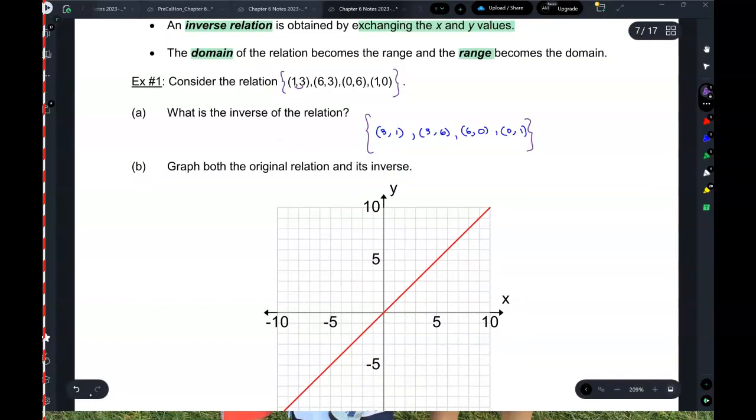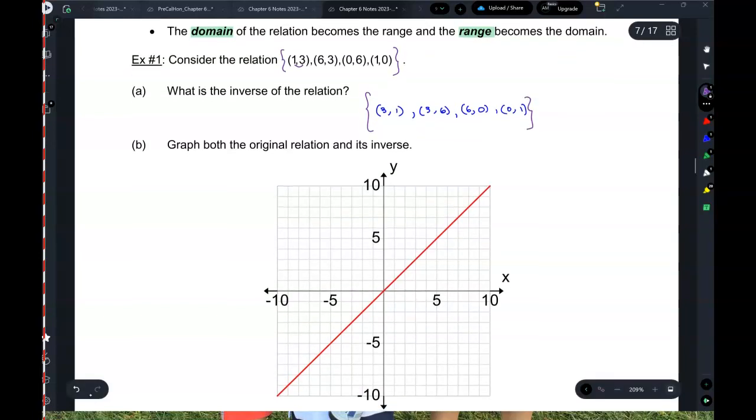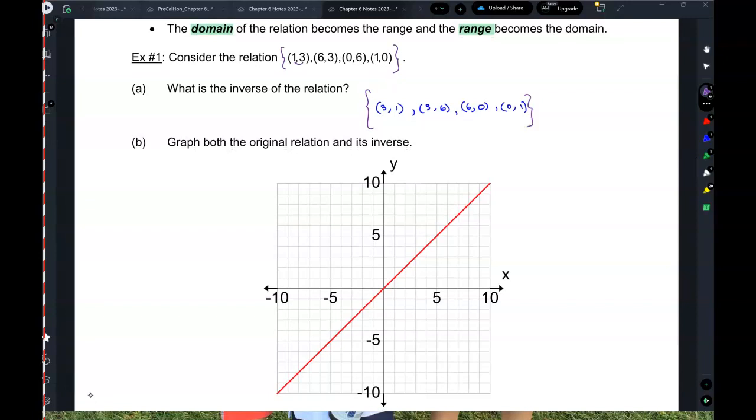Now, let's graph the original and the inverse over here. That red line over here is not an accident. It's there for a reason. Let's do the first points: (1, 3) and (3, 1). So this is (1, 3), and then its corresponding one, (3, 1). Do you see how those two are symmetric, the same distance around that red line?